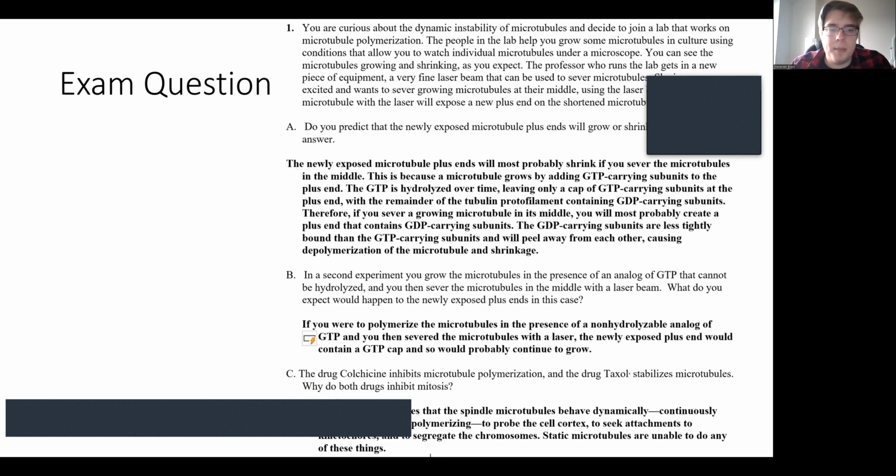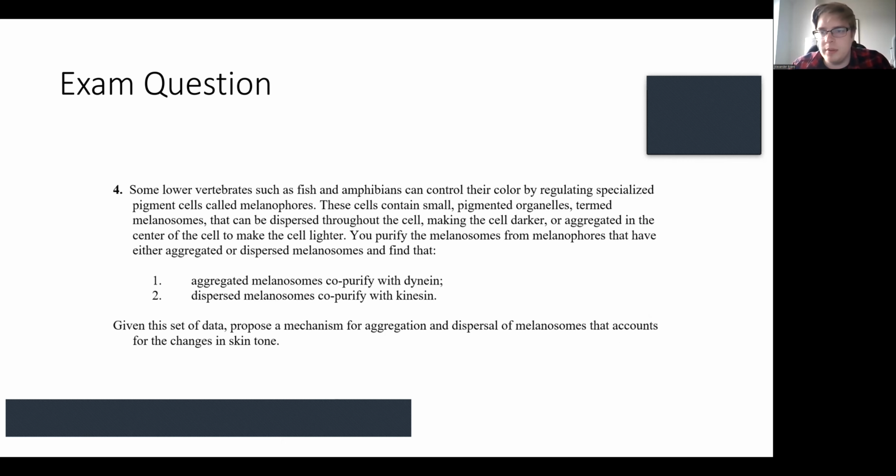Cool. All right, number 4. No, number 2, whatever. Some lower vertebrates, such as fish and amphibians, can control their color by regulating specialized pigment cells called melanophores. These cells contain small pigmented organelles termed melanosomes that can be dispersed throughout the cell, making the cell darker, or aggregated in the center of the cell to make the cell lighter.